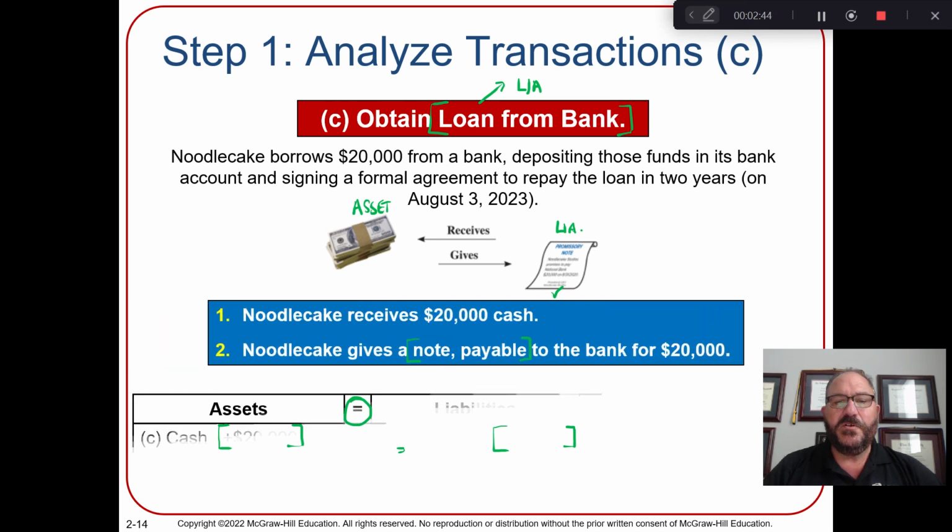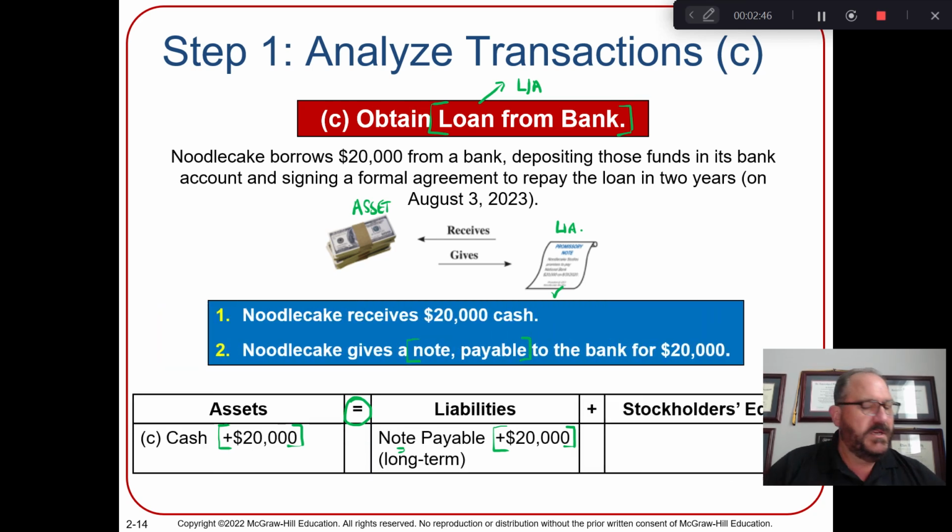Next one here, they're going to get a loan from the bank. So Noodle Cake borrows $20,000 from a bank, okay? They deposit the funds in its bank and sign a formal agreement. By the way, when it says formal agreement, usually that's a note payable. Okay, a note, because it's formal. Somebody wrote something. And they're going to pay it back in 2 years.